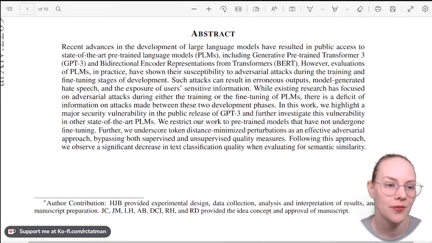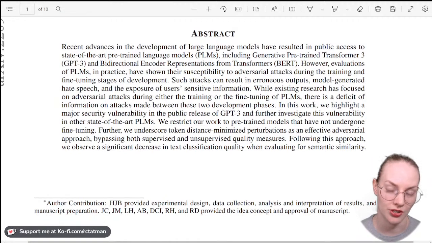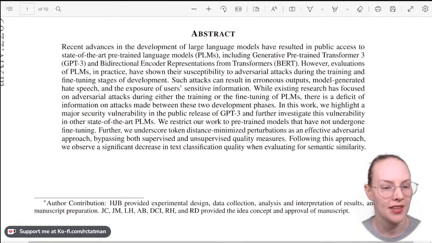So recent advances in development of large language models have resulted in public access to state-of-the-art pre-trained language models such as GPT-3 and BERT. However, evaluations have shown their susceptibility to adversarial attacks during the training and fine-tune stages of development. Such attacks can result in erroneous outputs, model-generated hate speech, and the exposure of user-sensitive information. While existing research is focused on adversarial attacks during either training or fine-tuning, there is a deficit of information on attacks being made between those two development phases. In this work, we highlight a major security vulnerability in the public release of GPT-3 and further investigate this vulnerability in other state-of-the-art PLMs. I would probably say LLMs there.